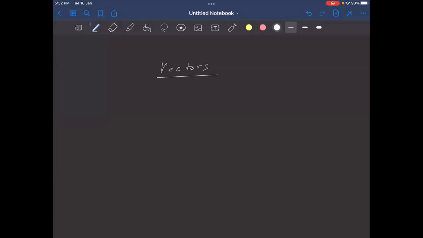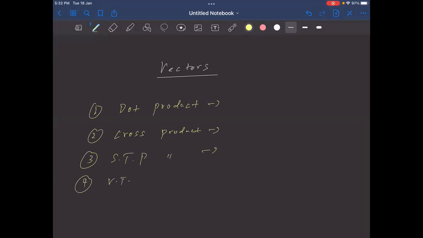So vectors, primarily we use these tools. First is the dot product. Second is the cross product. Third is the scalar triple product. Fourth is the vector triple product. Fifth is the fundamental theorem of vector.